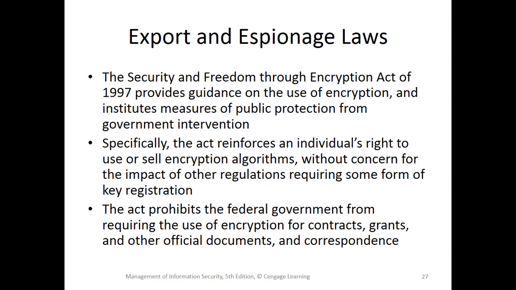The Security and Freedom through Encryption Act of 1997 provides guidance on the use of encryption and institutes measures of public protection from government intervention. It basically reinforces an individual's right to use or sell encryption algorithms without concern for the impact of other regulations requiring some form of key registration. It also prohibits the federal government from requiring the use of encryption for contracts, grants, and other official documents and correspondence.